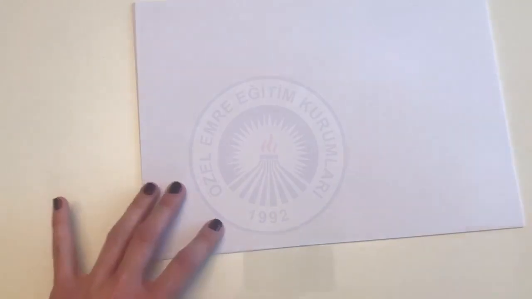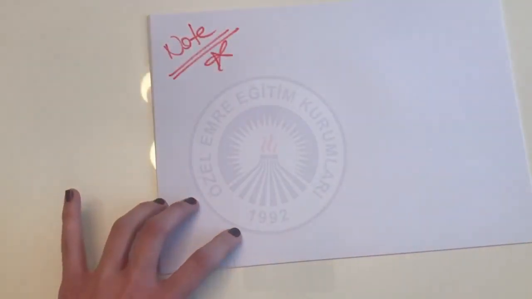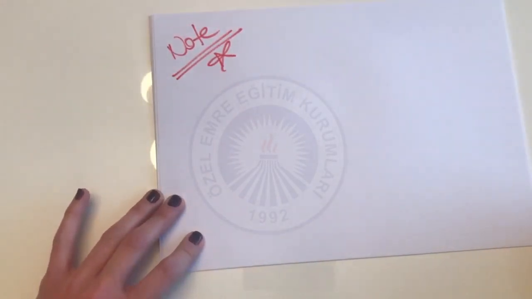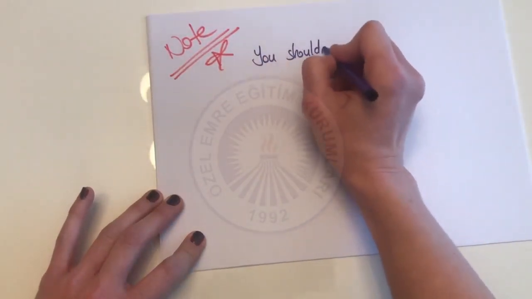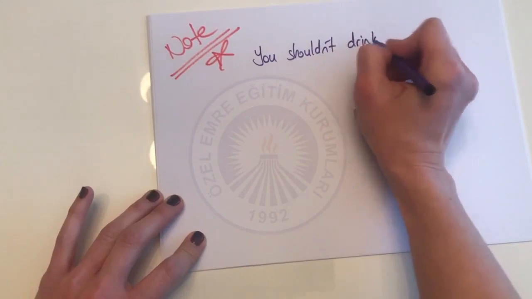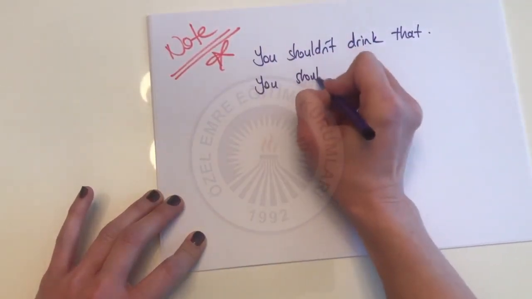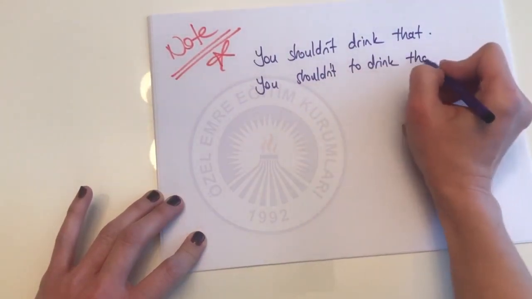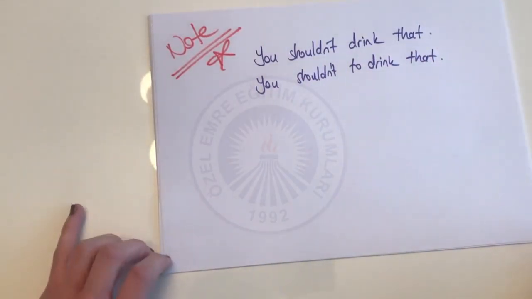Now, let's write some notes about this subject. Let's write notes. This is important. So, we use again should with the main verb without to. For example, you shouldn't drink that. You shouldn't to drink that. So when you look at these two sentences, which one is correct?